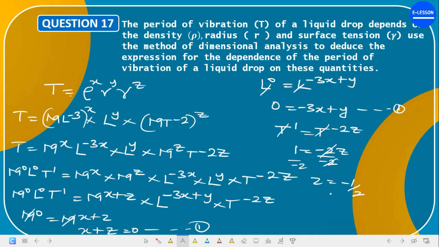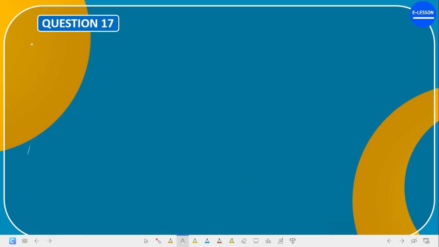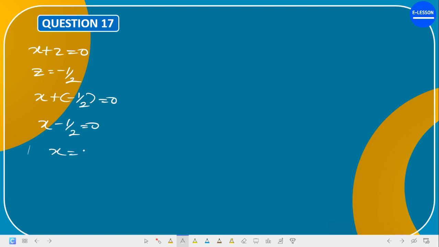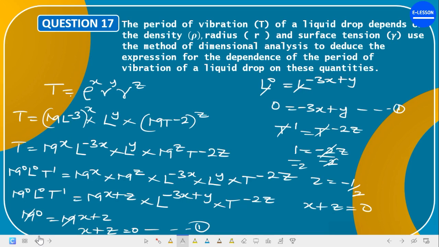You don't have your x. So what do we do? We say x plus z is equal to 0 from equation 1. Now, what is your z? You calculated your z as minus half. So this gives us x plus bracket minus half equal to 0. And this becomes x plus times minus is minus half is equal to 0. And x is equal to what? Half. And that is your value for your x. x is equal to half.